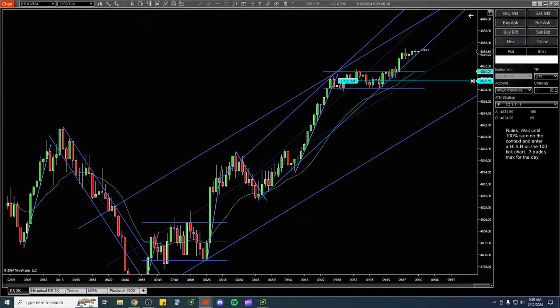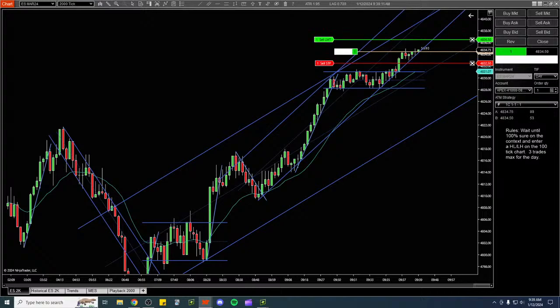Okay, I'm looking for a higher low. Order filled. All right, I'm in. And looking for a 1-to-1 there. Target filled. And we're out. All right, so that one seems like a decent trade. It was a nice little 1-to-1 off a confirmed trend line.